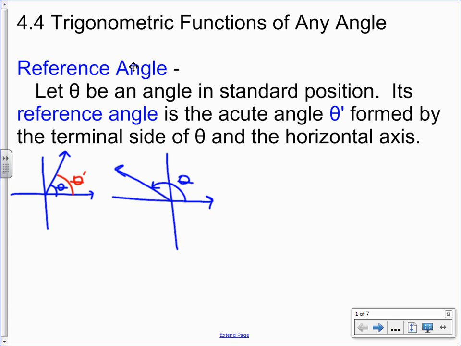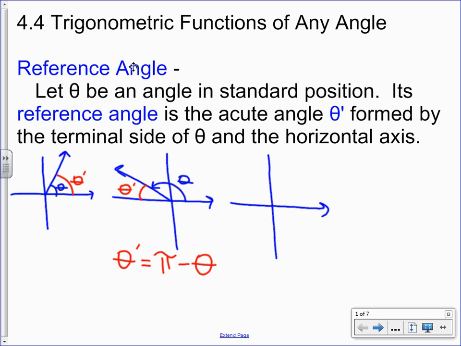If we're in the second quadrant, remember our reference angle takes us back to the x-axis. So let's just talk in radians. How would I find that red angle? Pi minus your angle. Very good. I'm going to do these in radians. That way it makes us think a little bit harder because we're more comfortable with degrees.